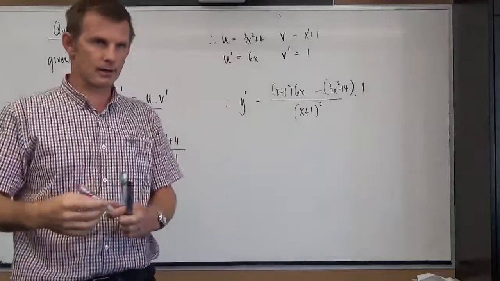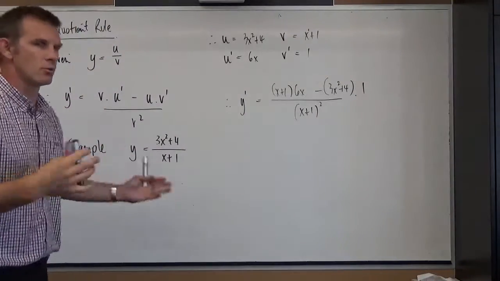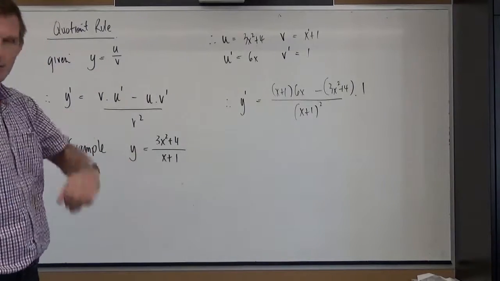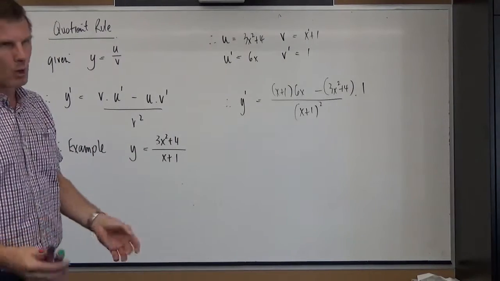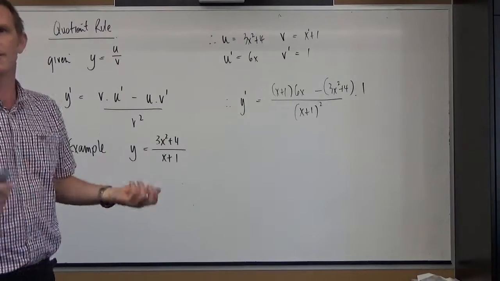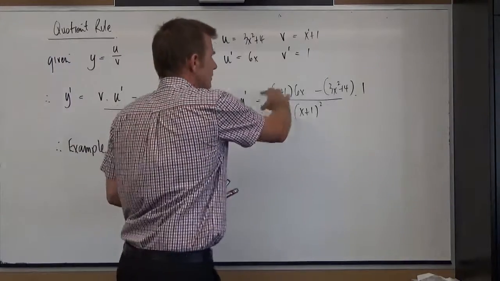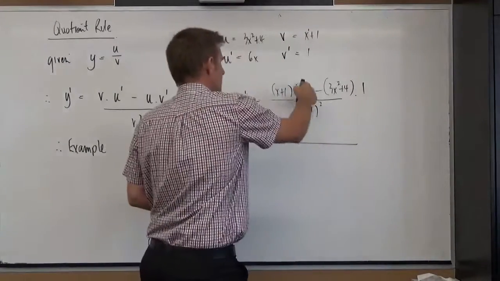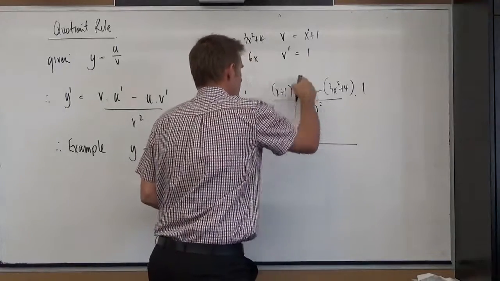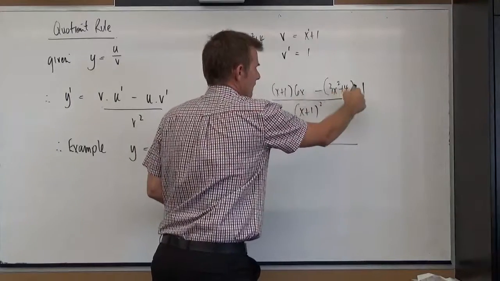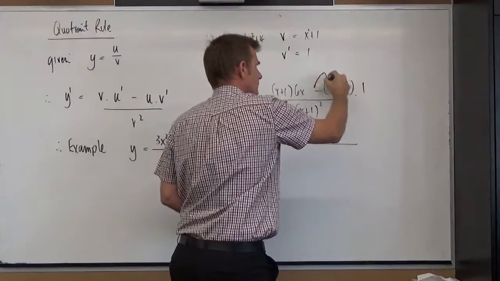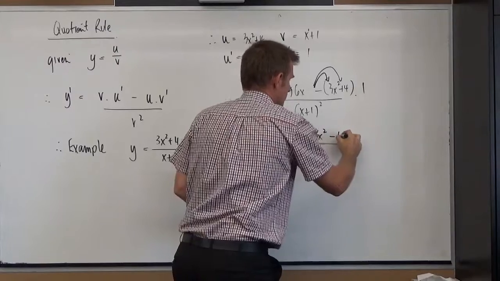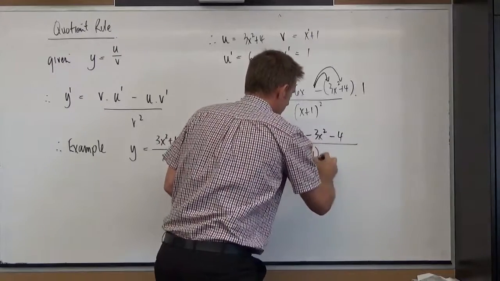Now you could leave it like that, and you wouldn't be wrong, because if the question said differentiate, that's the differentiated version. Most of the time, although not always, we'll say differentiate and simplify. So then we look and see if we can tidy up mainly the top line, and I think we can just a little bit. We'll get 6x squared plus 6x, and because this is times by 1, I only need to multiply in the negative 1 here, so it'll be minus 3x squared minus 4, all over x plus 1 squared.